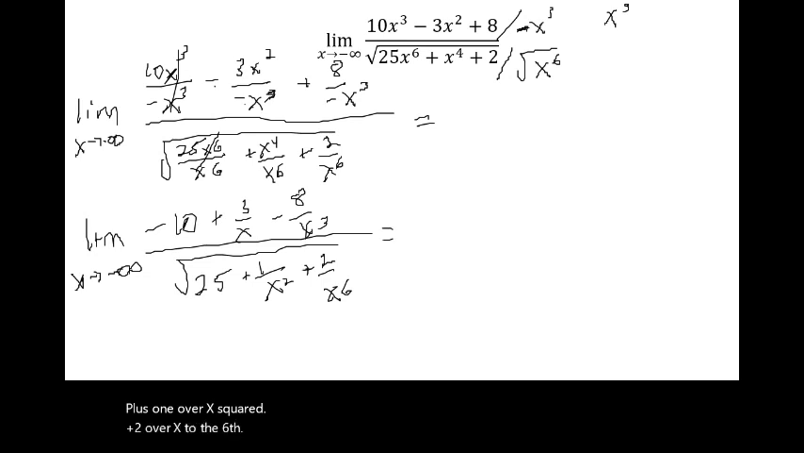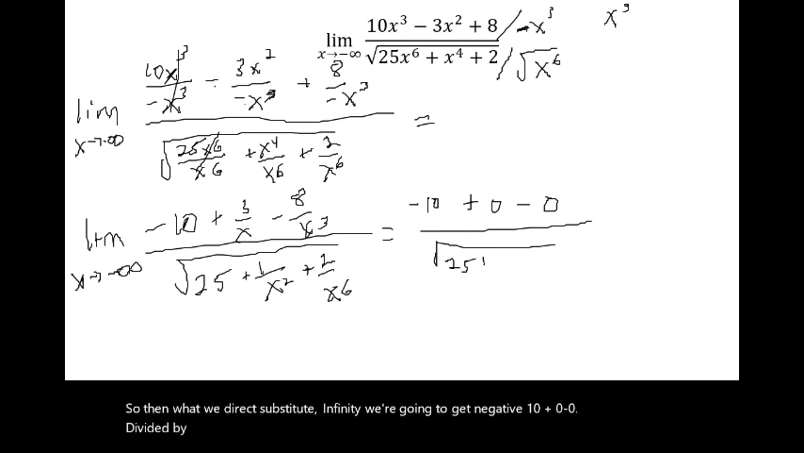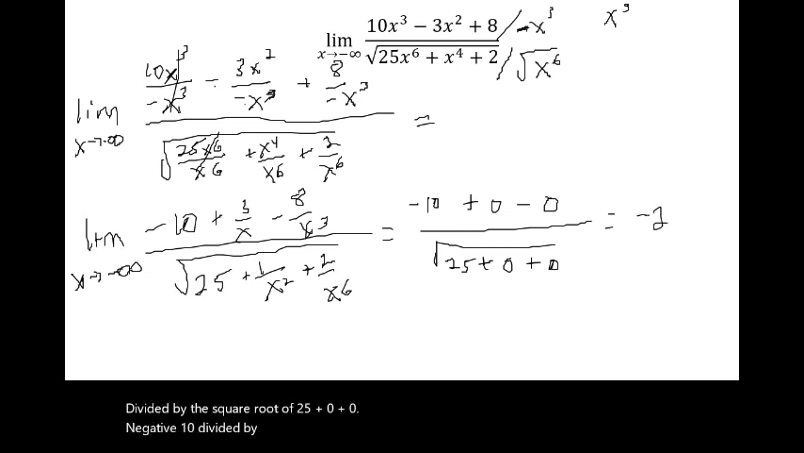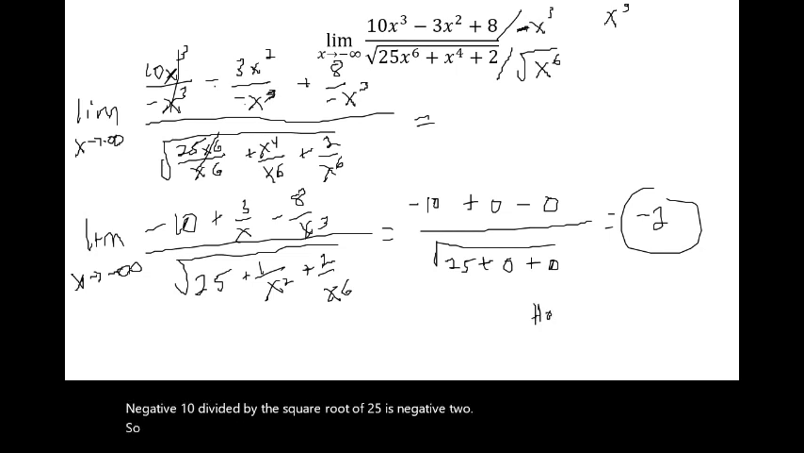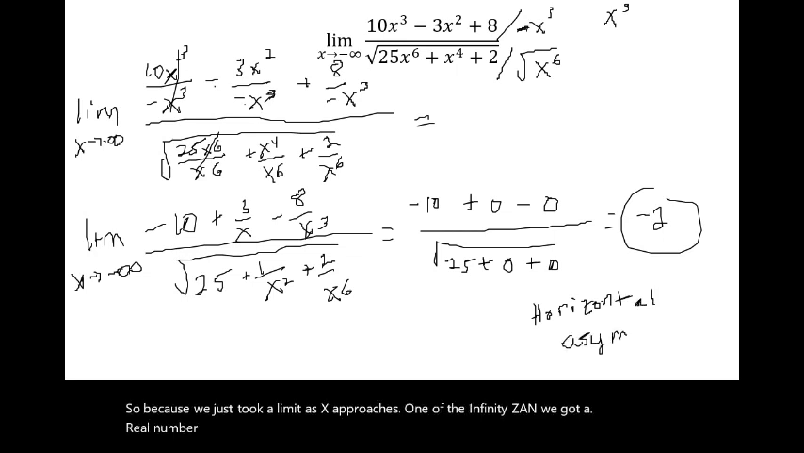So then when we direct substitute infinity, we're going to get negative 10 plus 0 minus 0, divided by the square root of 25 plus 0 plus 0. Negative 10 divided by the square root of 25 is negative 2. So because we just took a limit as x approaches one of the infinities and we got a real number, there's a horizontal asymptote at y equals negative 2.